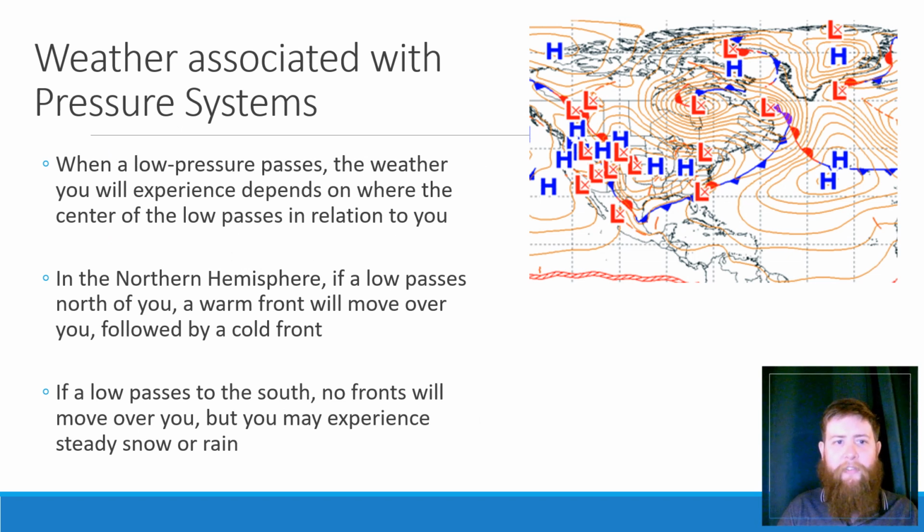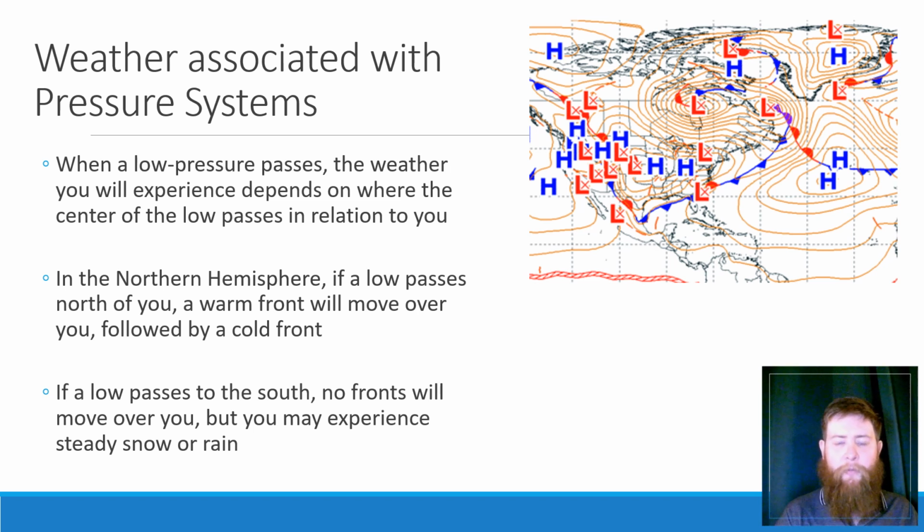So some weather that we see whenever we get these pressure systems depends on where this low pressure area is moving in relation to you. If you're in the northern hemisphere and a low passes to the north of you, you'll have a warm front move over you and then be followed by a cold front after that. If this pressure system moves south of you, you won't get any fronts moving over you. You stay the same, but you will get either steady snow or rain depending on what time of year you're at.